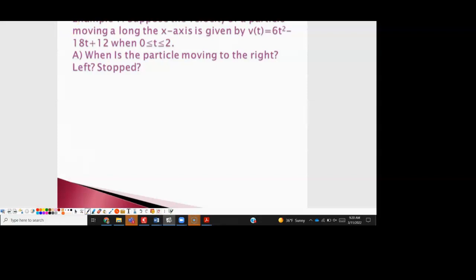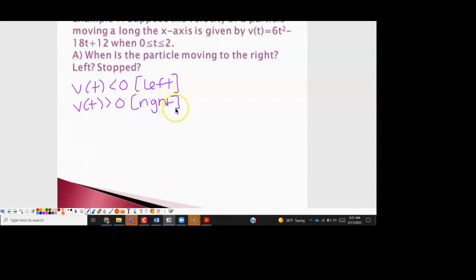Alright, suppose the velocity of a particle moving along the x-axis is given by the function v of t equals 6t squared minus 18t plus 12, where 0 to 2 is our time. When is the particle moving to the left, moving to the right, and stopped? If the particle is moving to the left, velocity is negative. So we want to know when v of t is negative, because that gives left, and when v of t is positive, because that gives right.